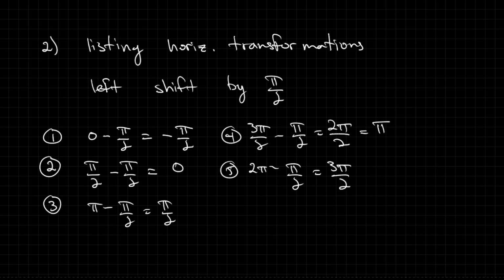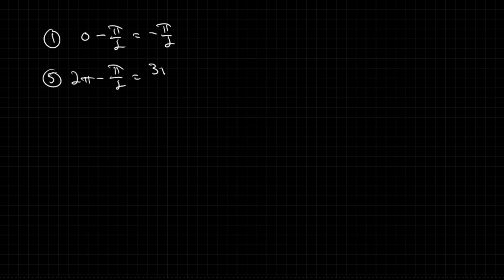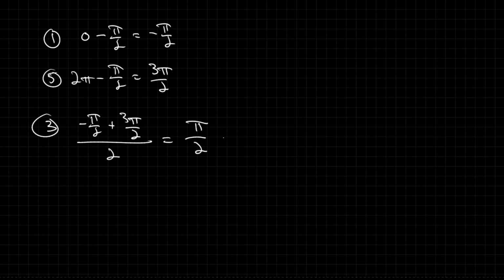And again, the other way to go about doing this is to transform the first and the fifth. So the first would be 0 minus pi over 2, which is negative pi over 2. And then the fifth is going to be 2 pi minus pi over 2, which is 3 pi over 2. The third, which is halfway between the first and the fifth, is going to be the average of these two, which is minus pi over 2 plus 3 pi over 2 divided by 2. Now 3 pi over 2 minus pi over 2, that's 2 pi over 2, which is simply pi. So this ends up being pi divided by 2.